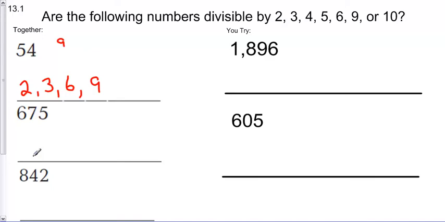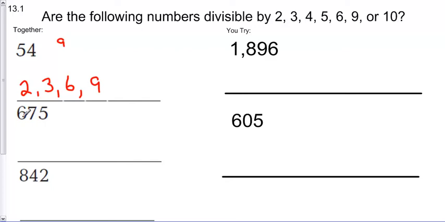Alright, on to 675. Is it divisible by 2? No. Now this brings up a good point. 675 is an odd number. So when I find an odd number, I don't need to mess with 2, 4, 6, or 10. Why? Because when I count by even numbers, I only ever say even numbers. Yes, you can take a minute and count in your head by 2s and 4s and 6s. You don't say any odd numbers.